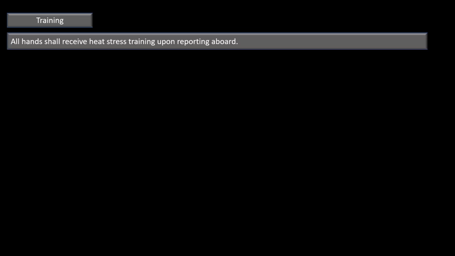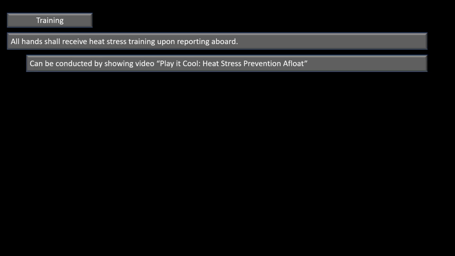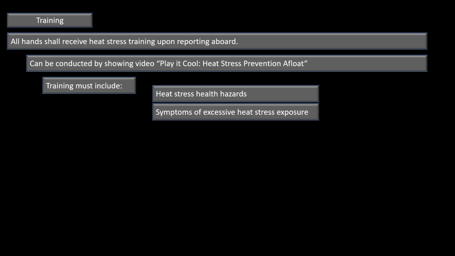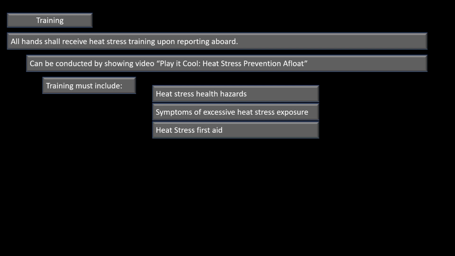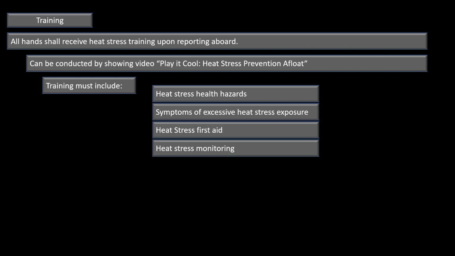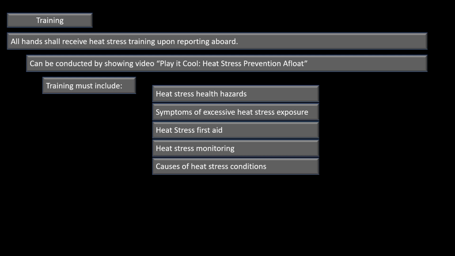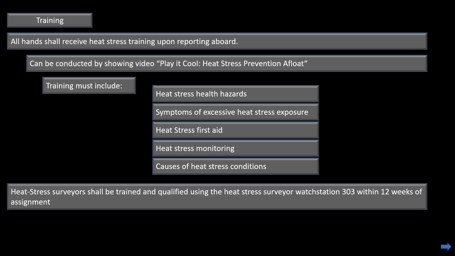Training. All hands are going to receive heat stress training upon reporting aboard. This is an all hands requirement. It can be conducted by showing the video, Play It Cool, Heat Stress Prevention Afloat. Training's got to include heat stress health hazards, symptoms of excessive heat stress exposure, heat stress first aid, heat stress monitoring, causes of heat stress conditions. Heat stress surveyors, if you're somebody that's going to be using the WBGT meter, they shall be trained and qualified using the Heat Stress Survey Watch Station 303 within 12 weeks of assignment.